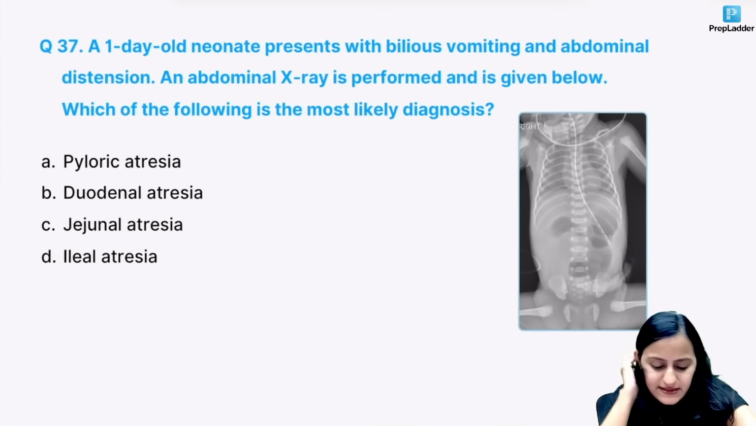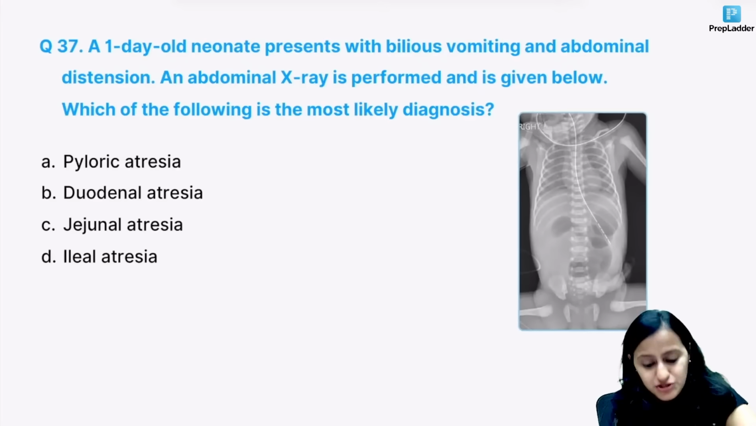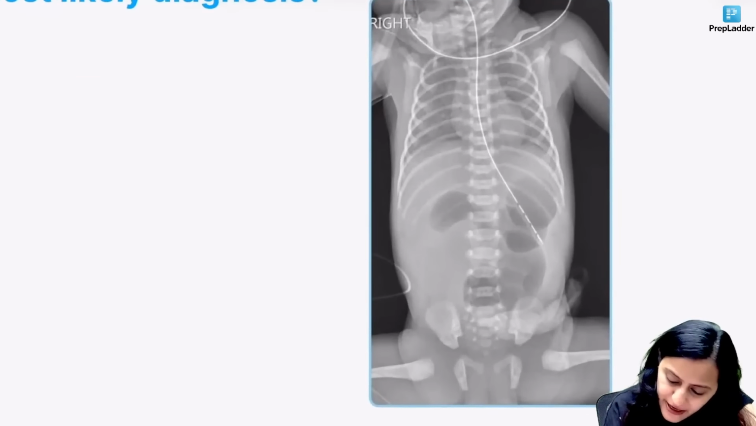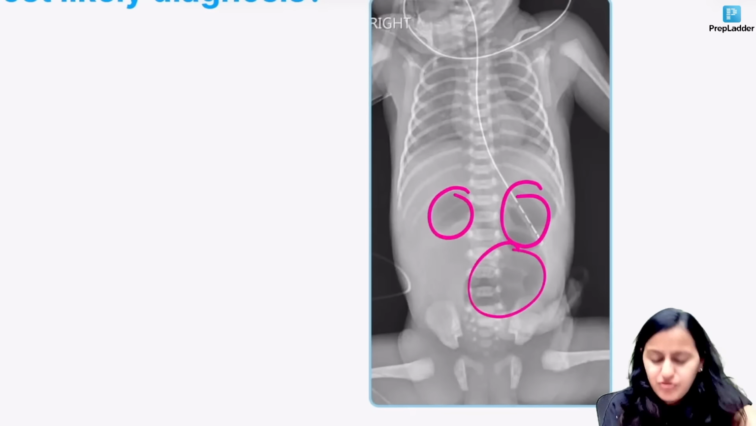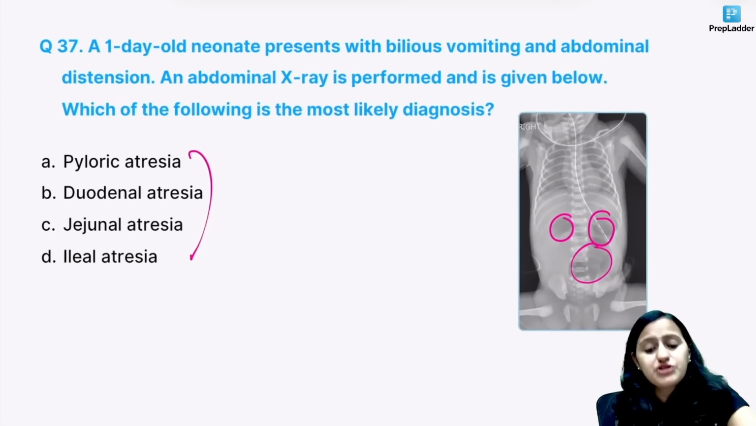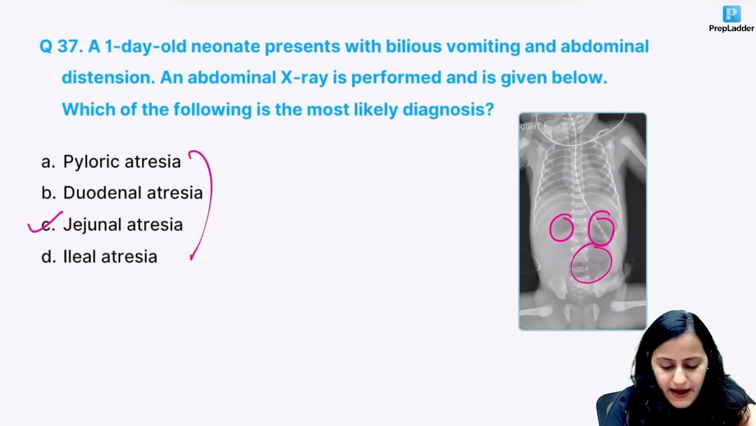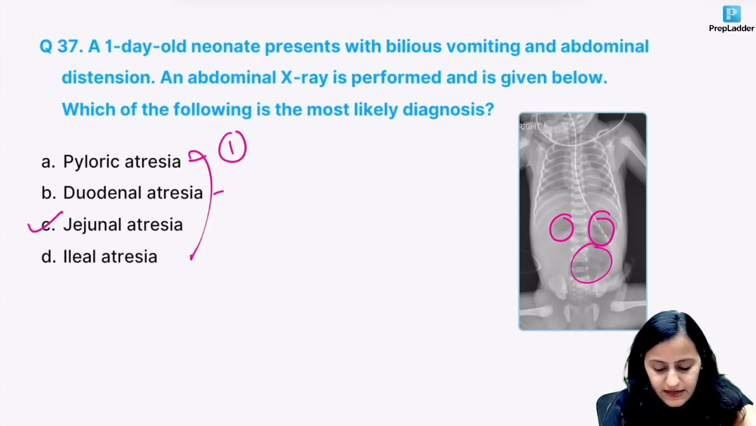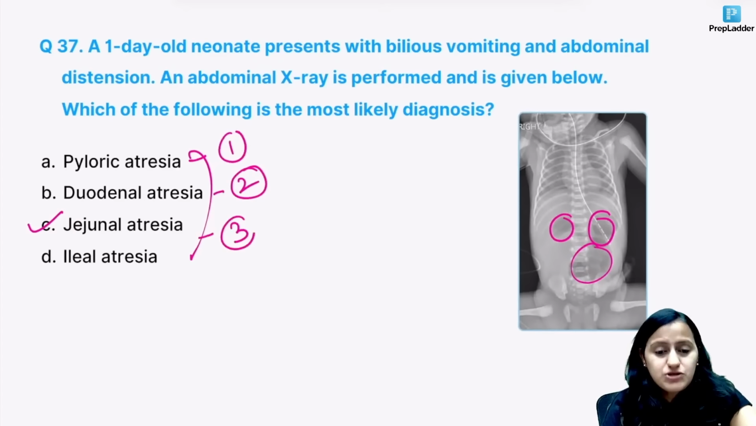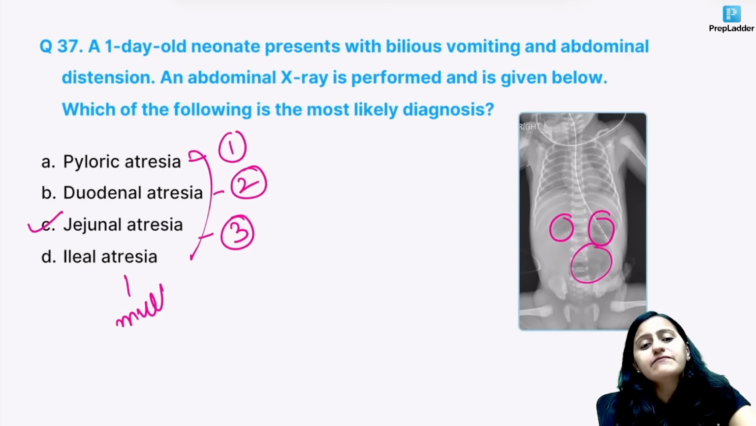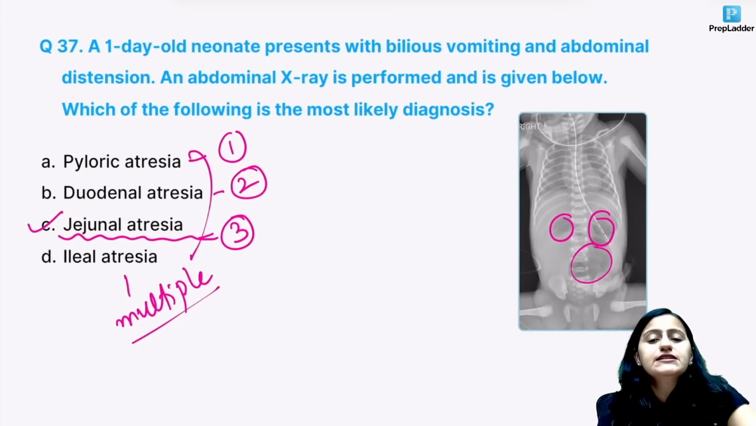Next one, look at this. What atresia? When you have the question on what atresia, basically you have to look at the number of bubbles. How many bubbles? 1, 2, 3. This is triple bubble. So triple bubble is jejunum. Pylorus stomach 1, then comes duodenum 2, then comes jejunum 3, and then comes ileum more than 3. There is going to be multiple. So this is triple bubble sign which is seen in jejunal atresia. Okay, triple bubble, jejunal atresia, asked in recent exam.